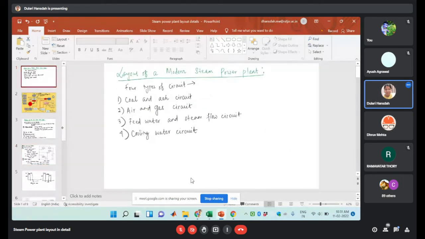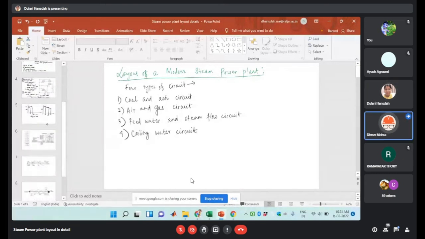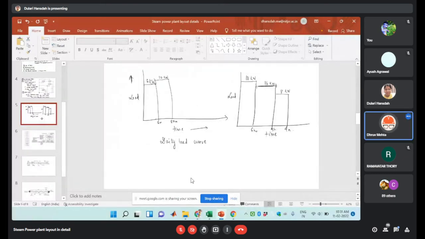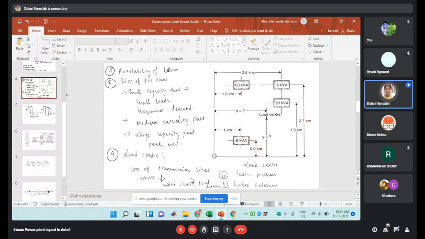Yes, please. Ma'am, how is load center related to these curves, the daily load curve? Yeah, this one, ma'am. How are they connected with load center? Ma'am, you told it in the sub-topic.